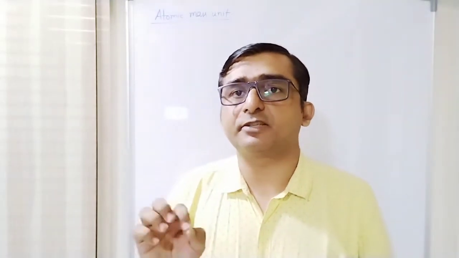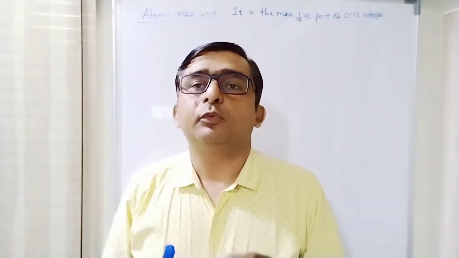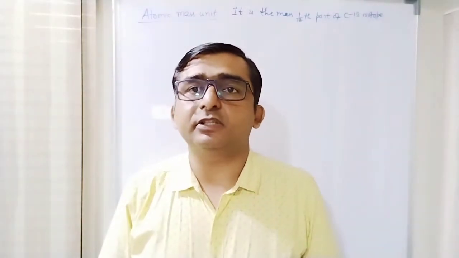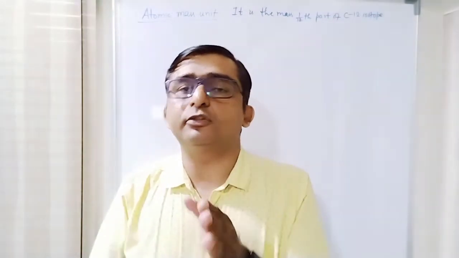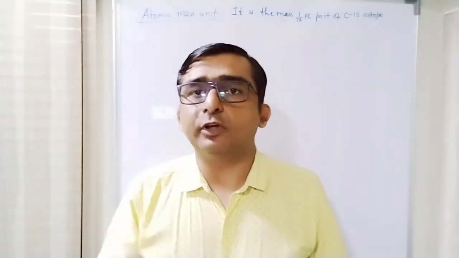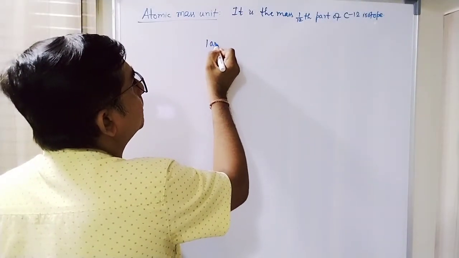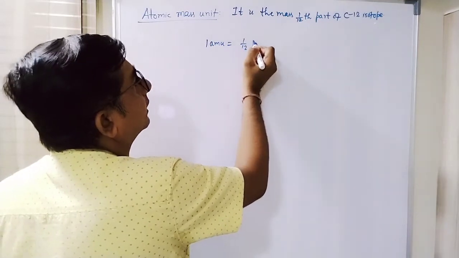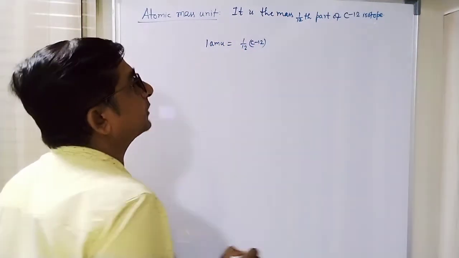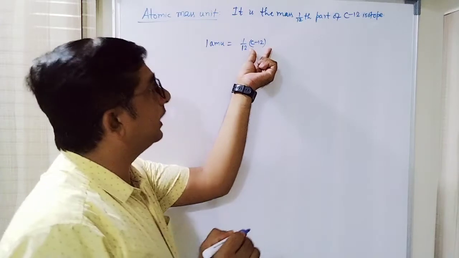First let me write what is atomic mass unit. Atomic mass unit is the mass of 1/12th part of carbon 12 isotope. When we are talking about atomic mass unit, then we'll be taking one carbon atom's mass, and we'll divide it into 12 equal parts, and one part of this will be called atomic mass unit, which we also call 1 AMU, or we just write 1 U. So 1 AMU is equal to 1/12th of carbon 12 mass.